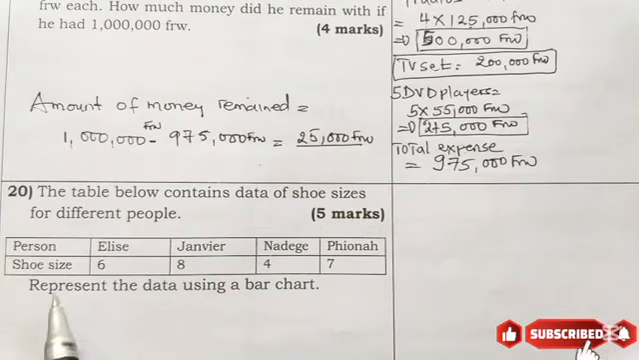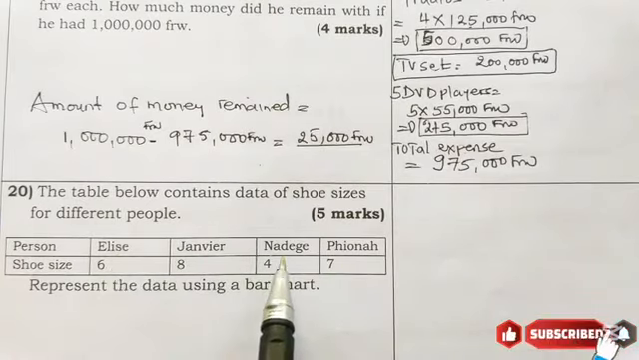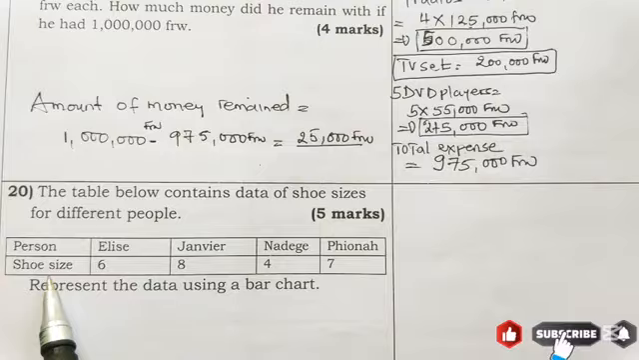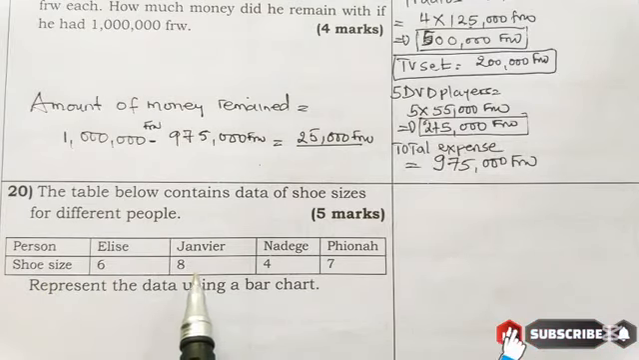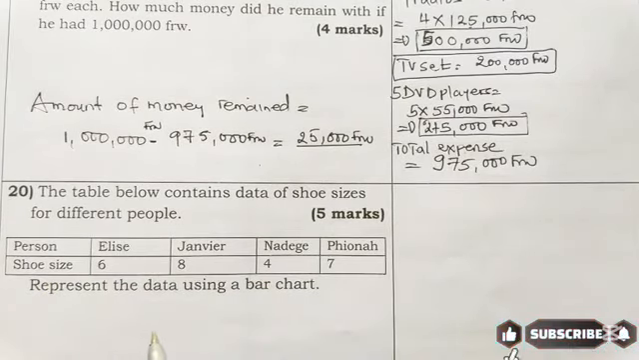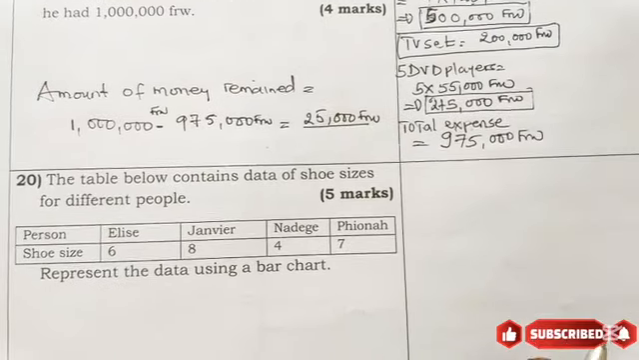Question 20. The table below contains data of shoe size for different people. We have Elise, Janvier, Nadege and Fiona. Shoe sizes, we have 6, 8, 4, and 7. Represent the data using a bar graph.